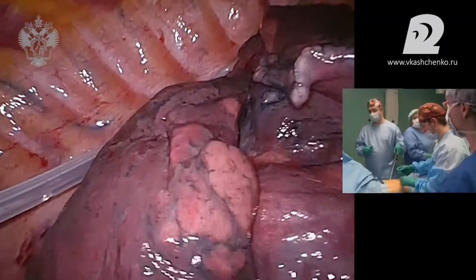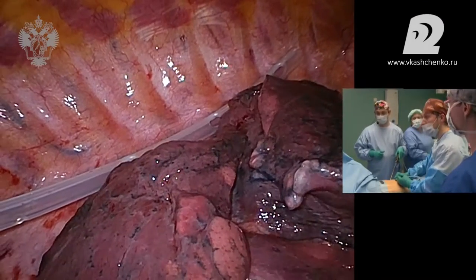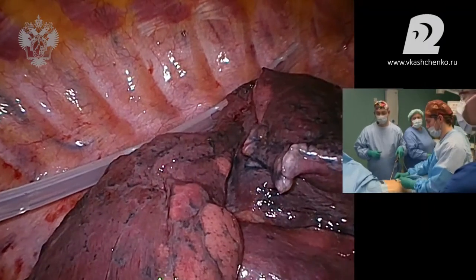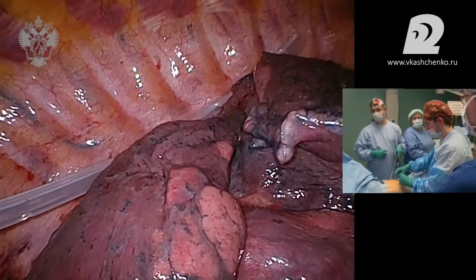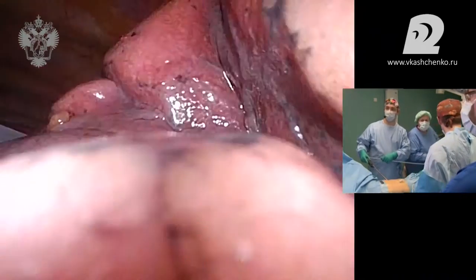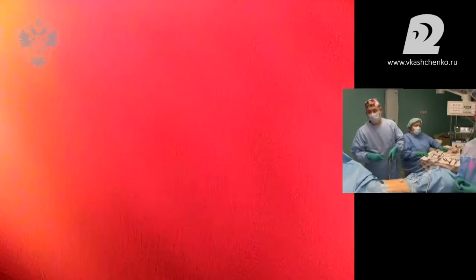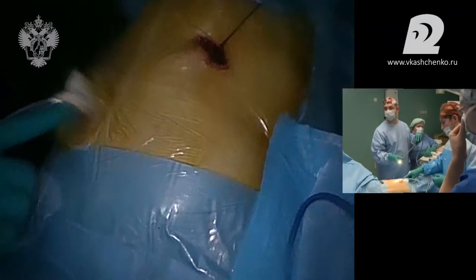And this abdominal stage will not require such intensive lymphodissection as in the previous case, but we cannot say it will not be there at all, because there are certain laws of lymphodissection in different localizations of esophageal tumors. According to the Japanese classification, we shall show you the evidence later on. Of course, we shall need lymphodissection of at least the first, third, and seventh groups. So we shall see somewhat reduced lymphodissection, but it will be there.